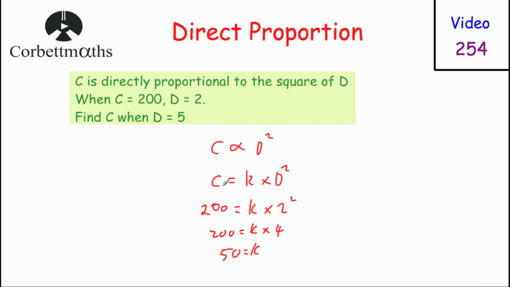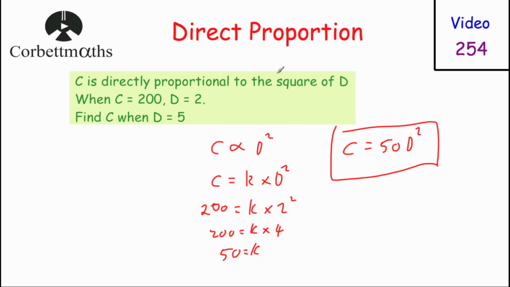And let's put that back into our formula. So we've got c equals, instead of k times d squared, we're going to have c is equal to 50 times d squared, or 50d squared. And that's our formula. And what I'm going to do is put a box around it. It's very important, and that's what we would use for the rest of this question.